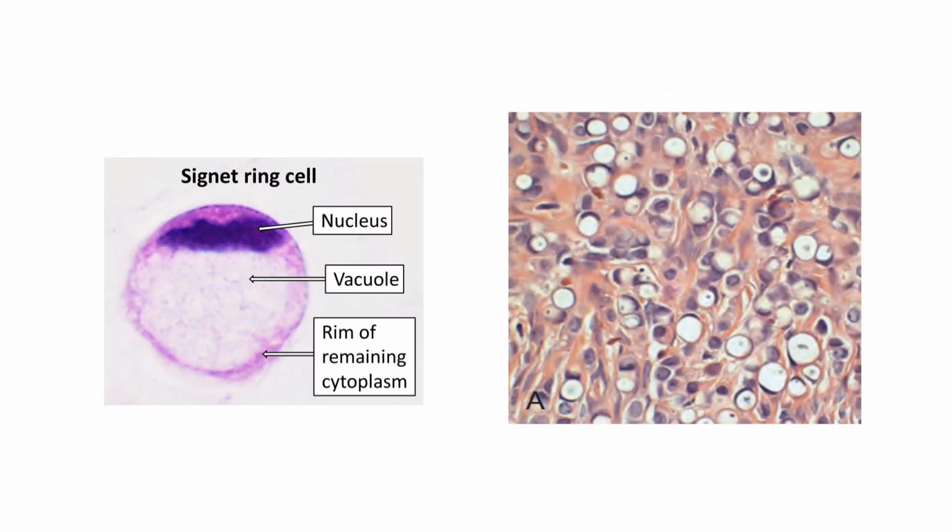Now this is the image of a signet ring cell. How will you find a signet ring cell? It will consist of a large vacuole at the center, the nucleus will be pushed to one side, and there will be a rim of remaining cytoplasm and the cell will be circular in shape. Here, if you focus deeply in this diagram, you can find signet ring cells in it.